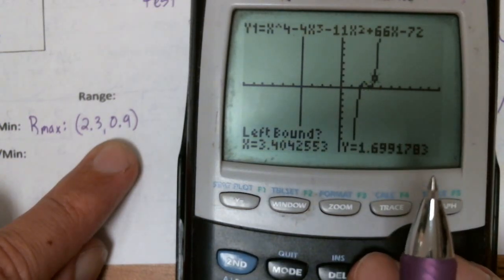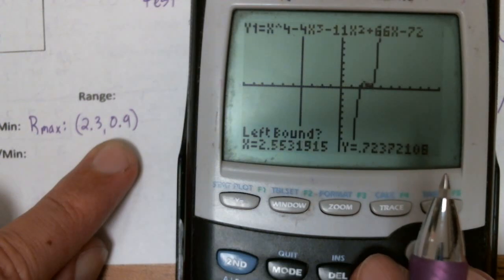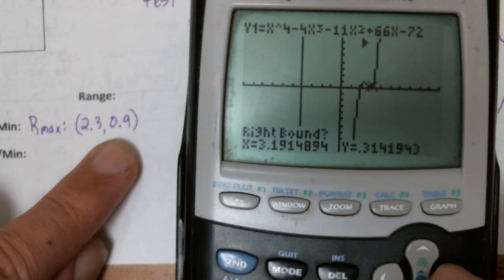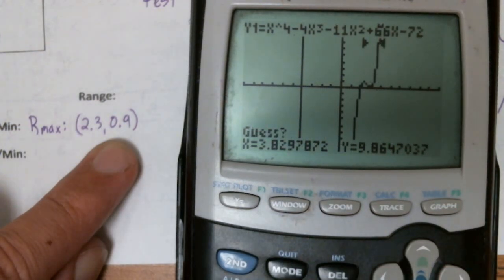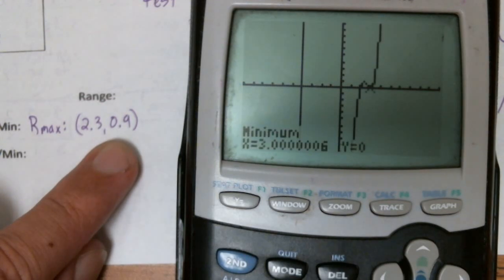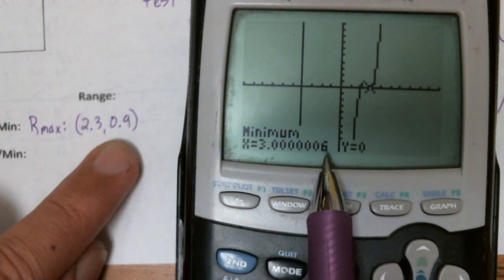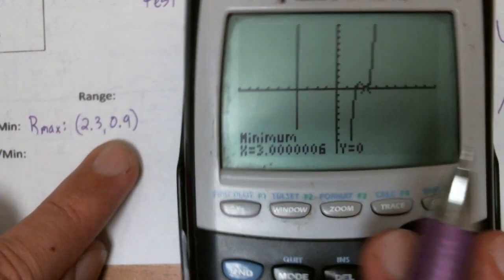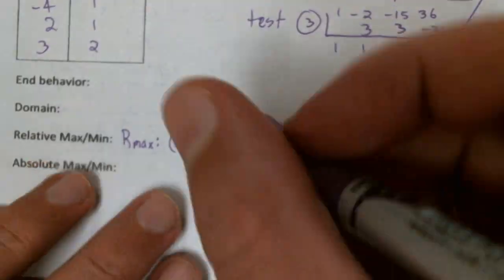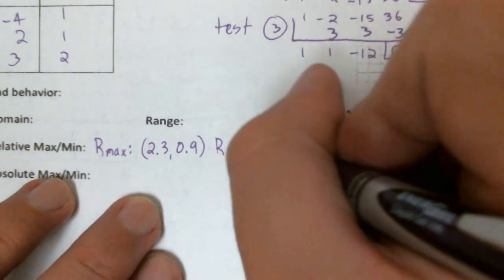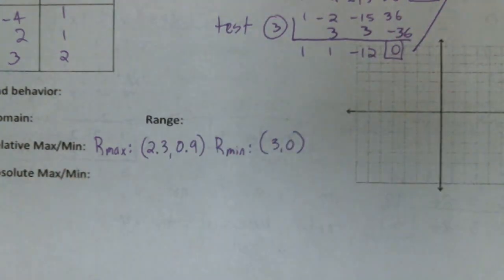Okay, this is no good. Let's go right about there. Should be good. Enter. Move it to the right. Anywhere to the right is fine. I can go off the screen if I want. Yes, I want you to guess. Press enter a 3rd time. And there is our relative minimum. As you can see, this is just a glitch in the Texas Instrument software. This is 3 comma 0, which is our x-intercept. So our relative minimum is going to be 3 comma 0.